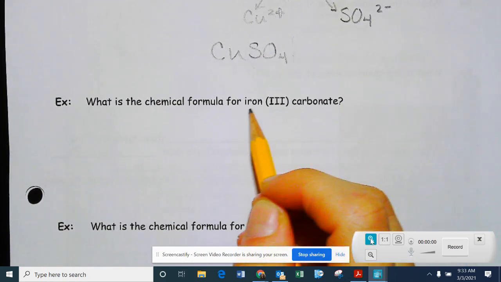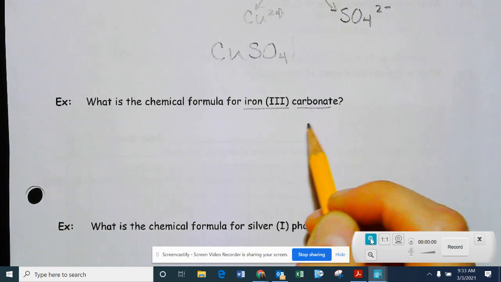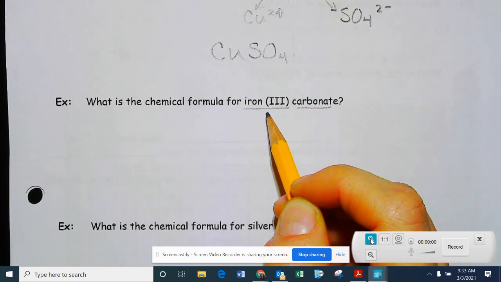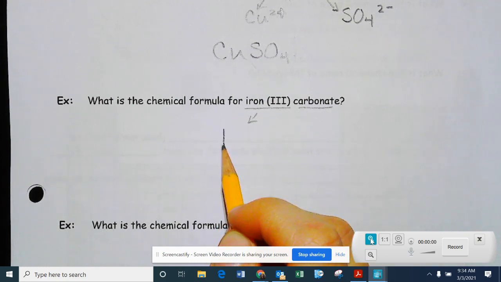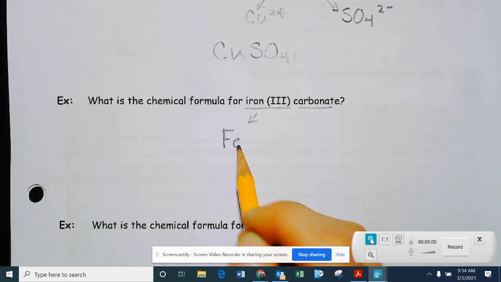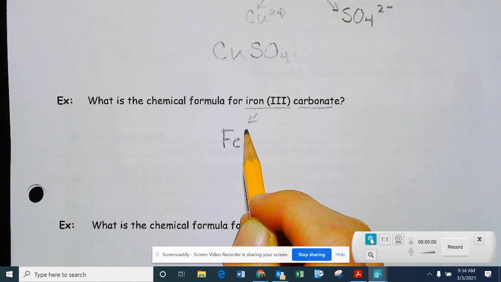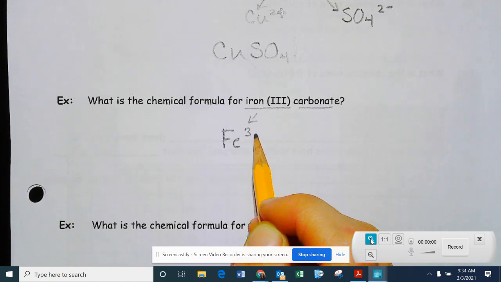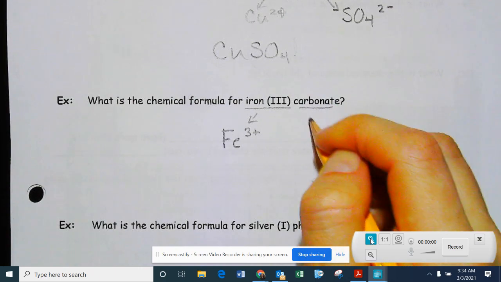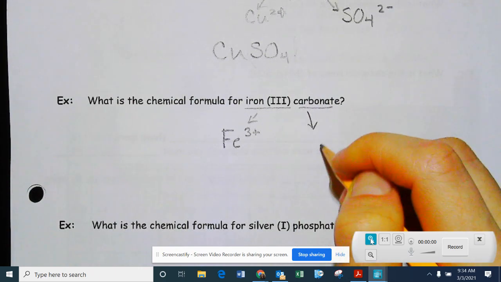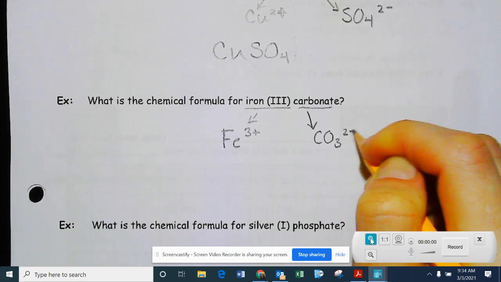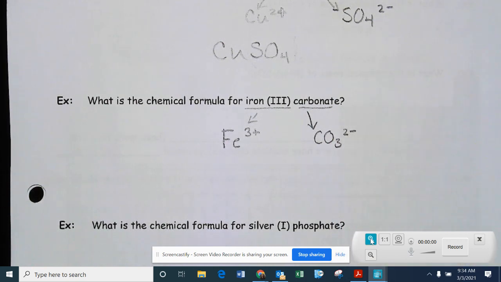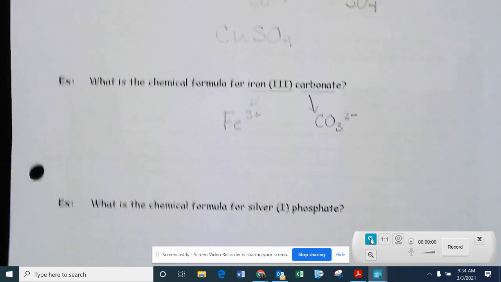Okay, chemical formula for iron 3 carbonate. What does iron 3 mean? Fe with a charge of what? 3 plus or minus? Good, because it's a metal. Can anybody tell me what carbonate is? Good, CO3 2 minus.